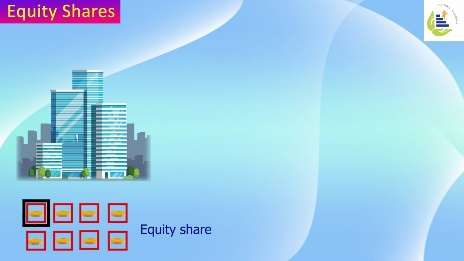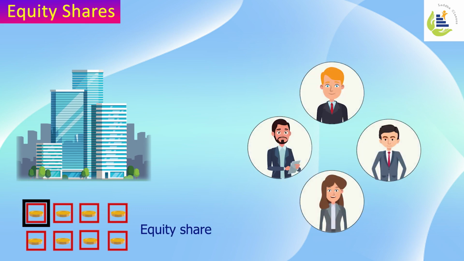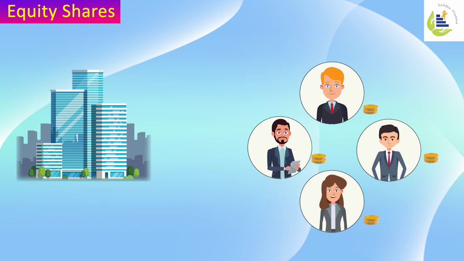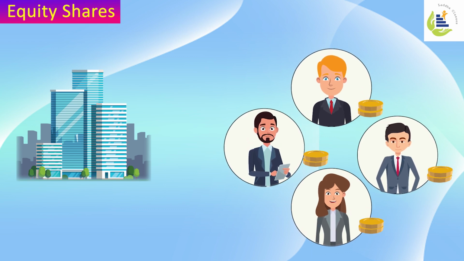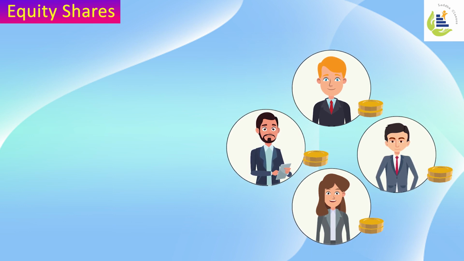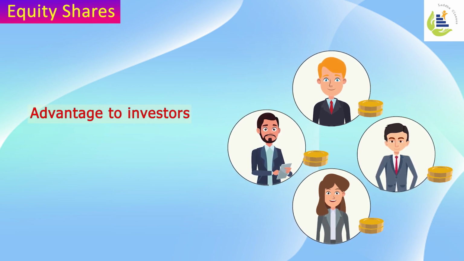So what does the investor do? The investor purchases the shares. So the quantity of shares purchased, that part of the company will be owned by that investor. What does the investor get out of this? Well, the investor has two advantages. One, he gets dividends on the shares.